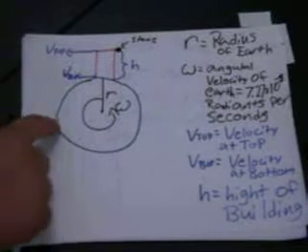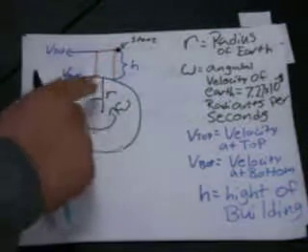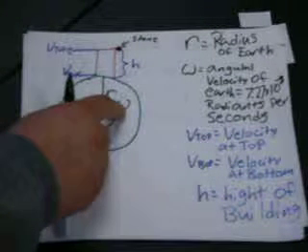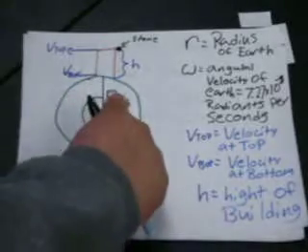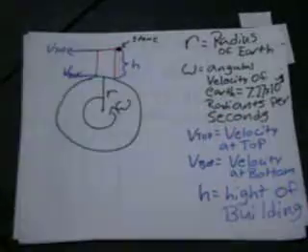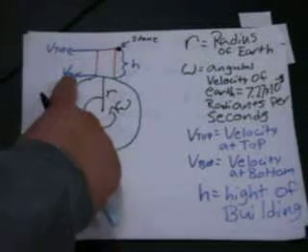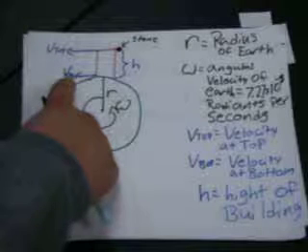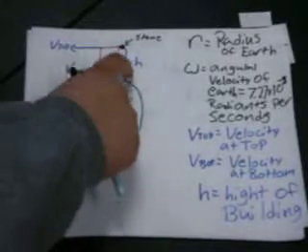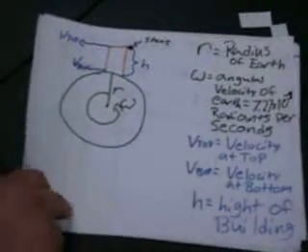The Earth is this circle with the radius of little r and an omega, which is equal to 7.27 times 10 to the negative 5 radians per second. Velocity of the top, the velocity of the bottom. Notice that the velocity at the top is greater than the velocity at the bottom, and right here is the delta h of the building.